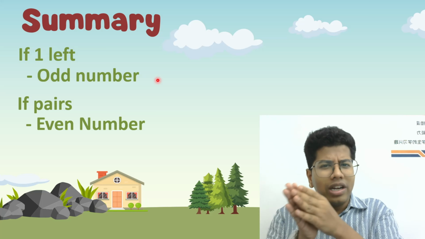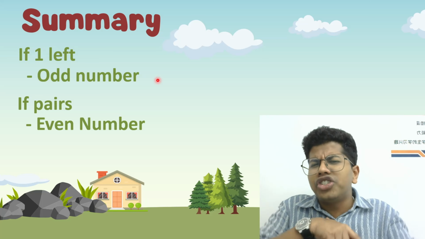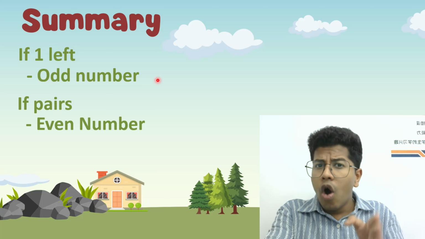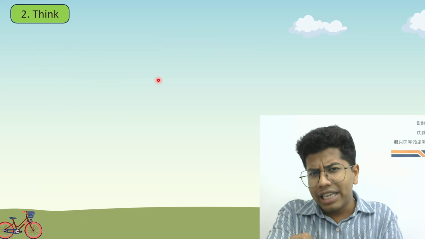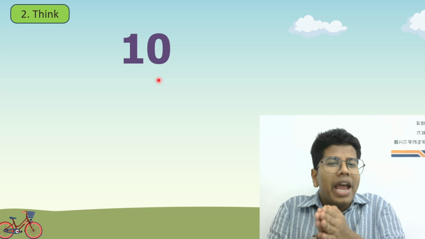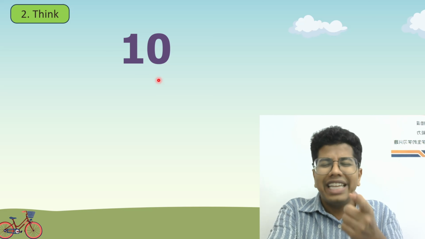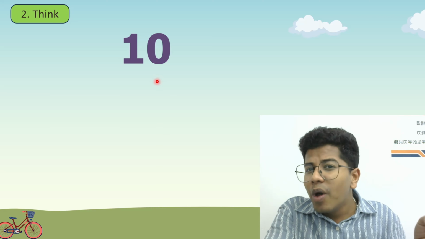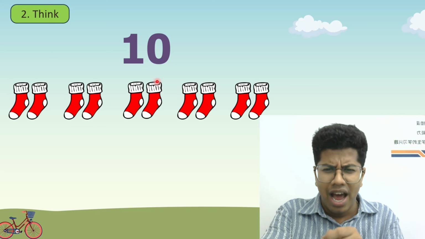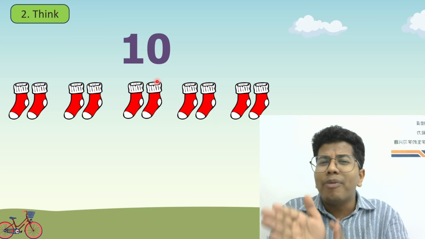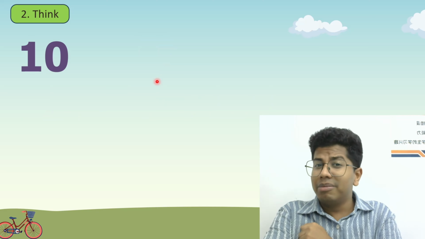So if this is odd number and this is even number, let's just check if I have a number, how I can determine a number is an odd number or even number. So let's take for an example 10. Let's say 10 is a number. Now can I form pairs using the number 10? Of course, 10 means there are 10 socks. If there are 10 socks, how many pairs I can form? Very good, it's just 5. So here I can form 5 pairs. Now if there are 5 pairs, which type of number it is? Yes, it is nothing but even number. So 10 can be termed as an even number.